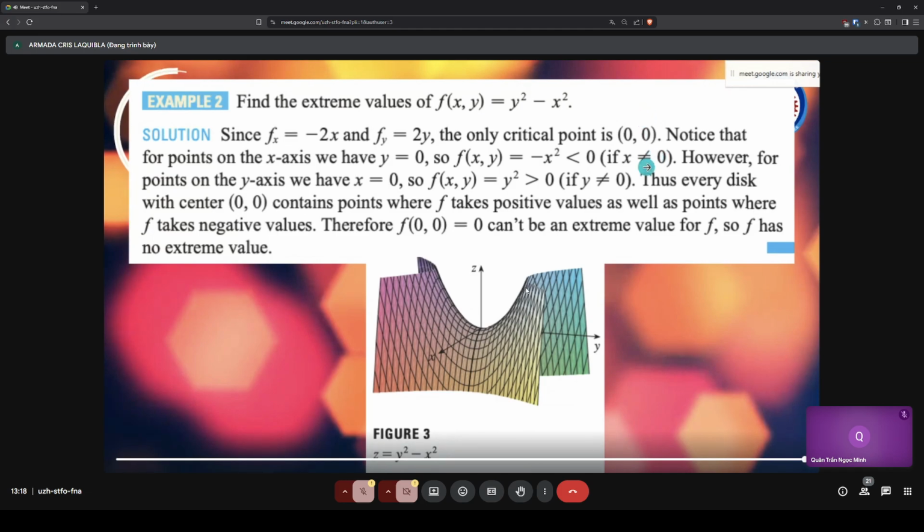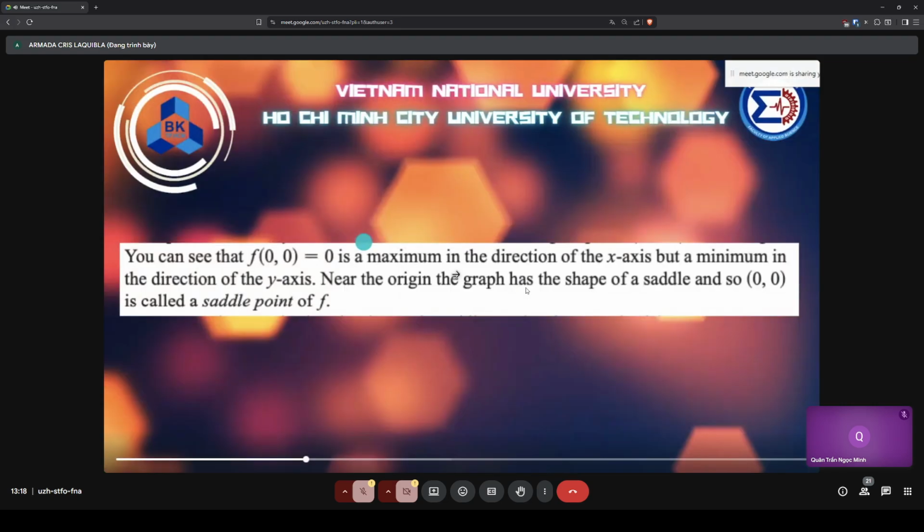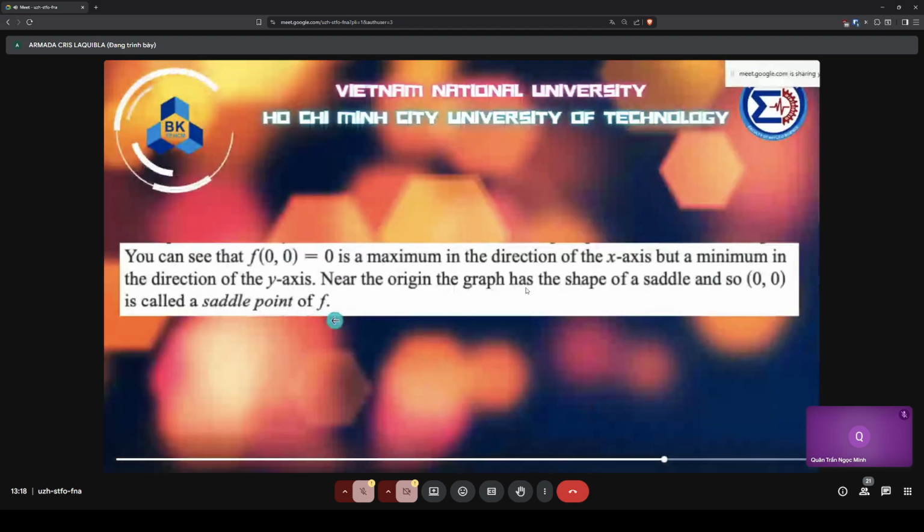And the name of that point is actually this one, a saddle point. So you can see that f of 0, 0 is a maximum in the direction of the x-axis, but a minimum in the direction of the y-axis. So near the origin, the graph has the shape of a saddle. So it looks like a saddle shape, right? And so 0, 0 is called a saddle point of f.